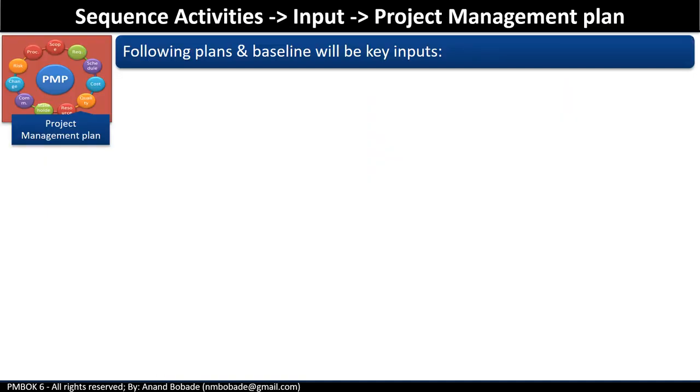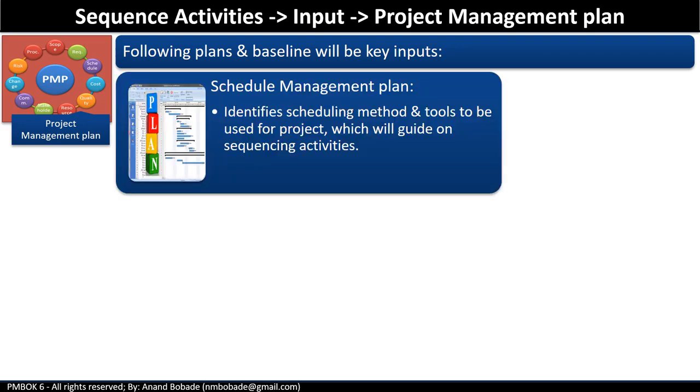Project management plan. The 2 components of project management plan used as an input in this process are schedule management plan. So we are working on scheduling, hence the knowledge area management plan is a key input. It contains information like the scheduling methodology, for example, critical path method, CPM, and the scheduling tool, that is whether we are going to use Microsoft Project or Primavera. So all this information is mentioned inside your schedule management plan.